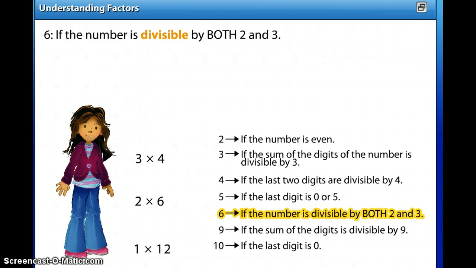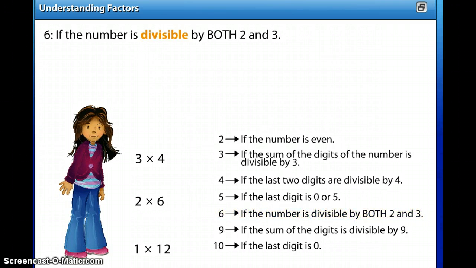6. If the number is divisible by both 2 and 3. Okay, so it can be divisible by 6 if you look back at 2 and 3 and both of these work, then it's also divisible by 6. So if you have a number that's even and you add the digits together and it equals a number that can be divided by 3, then it's also divisible by 6, such as 48. 48 is an even number, right? Aaron, is 48 an even number? Okay. If I add the 4 and the 8, that equals 12. 12 can also be divided by 3, correct? It would equal 4. So then I also know that 48 has to be divisible by 6. Are you with me? Okay.